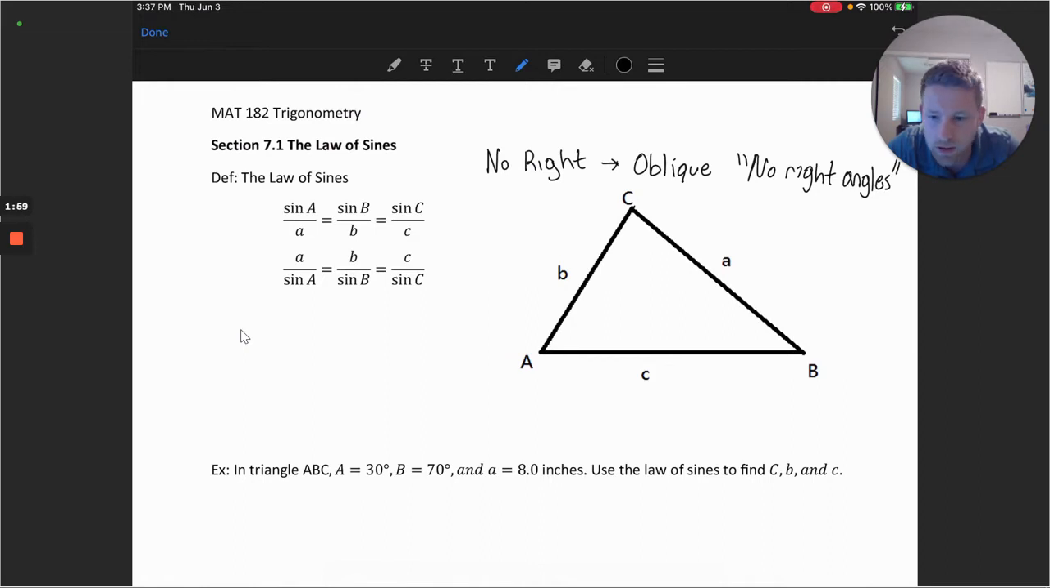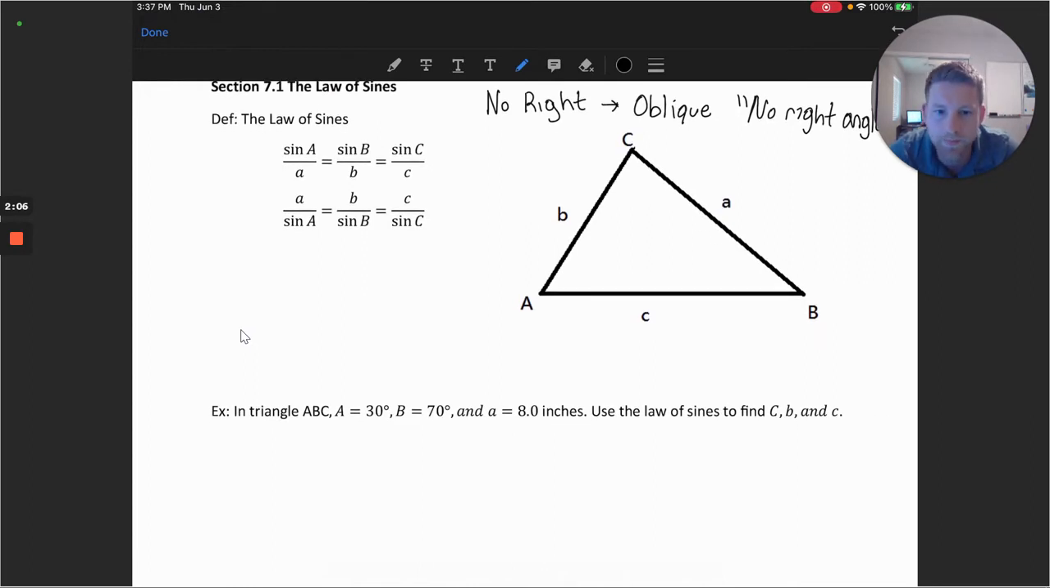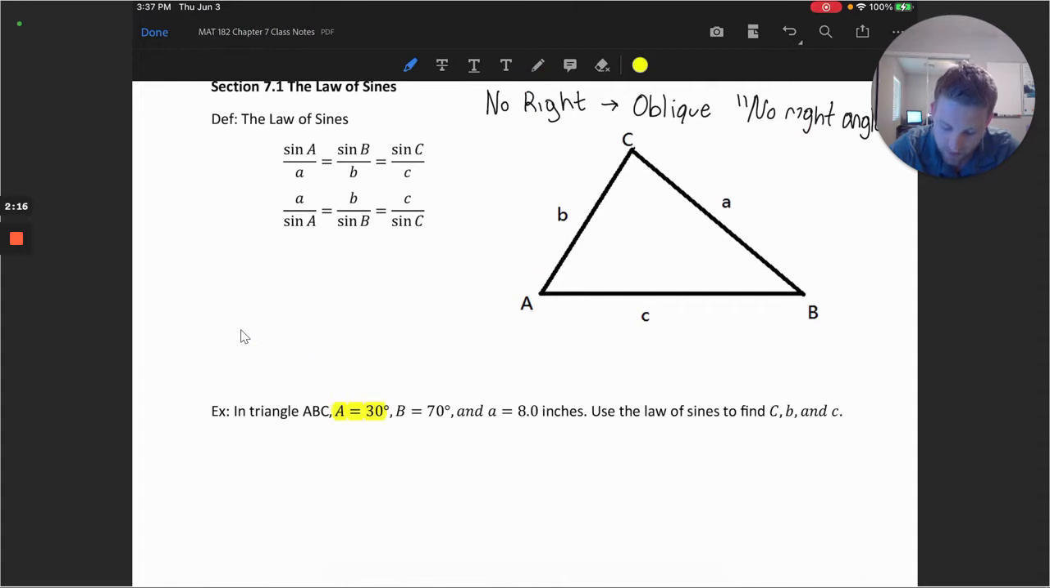So let's consider the example below, and we'll apply the law of sines to this first triangle. We're going to consider a triangle ABC where the angle A is 30 degrees, the angle B is 70 degrees, and we're given a side length a equal to 8.0 inches. Use the law of sines to find angle C, side length b, and side length c.